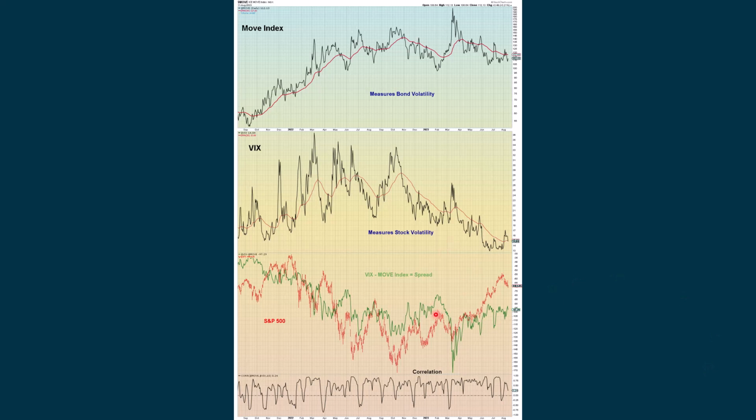Then looking down below, the red line is the S&P 500. And then the green line is the VIX minus the MOVE index, which shows us the spread between the two. I don't pay as much attention to that. What I follow is right at the bottom. I want to see the correlation between the MOVE index and the VIX. And right now it's showing that their relationship is not very strong and getting back down to being more neutral.